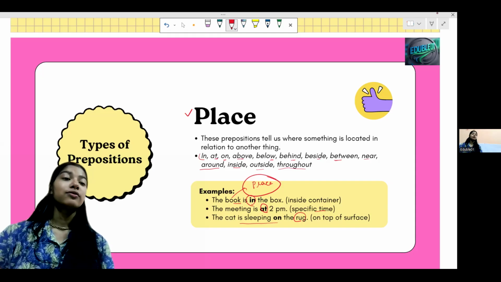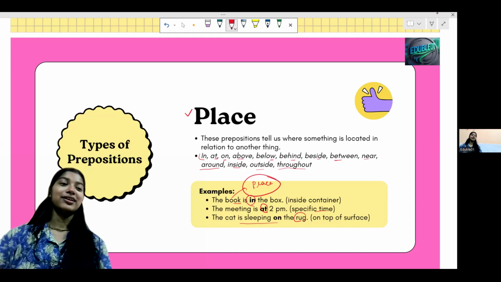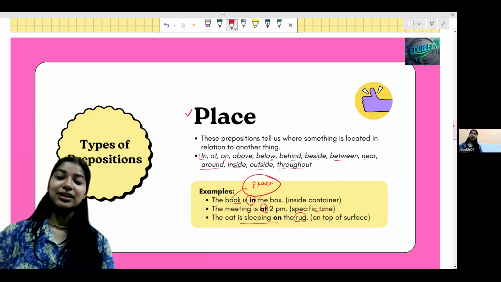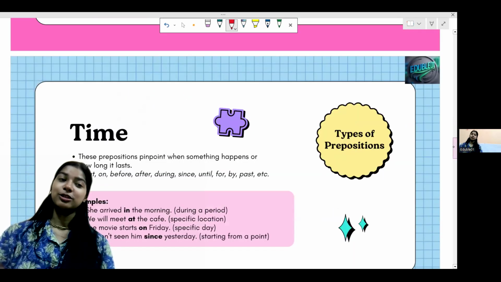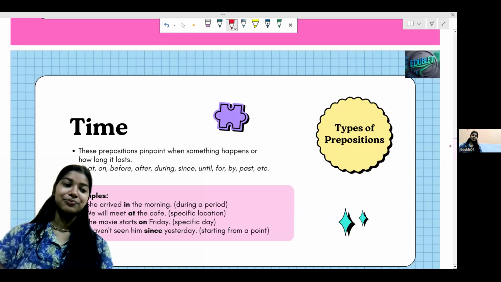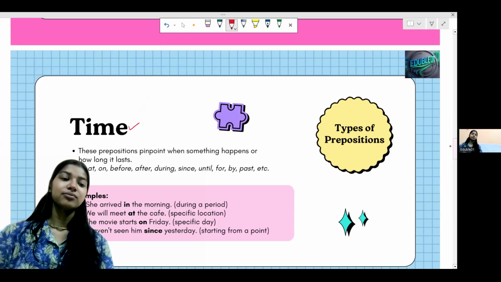Throughout: Ria learned a lot of things throughout the class. Okay, so we made these sentences with prepositions with respect to place. Now let's see prepositions with time.